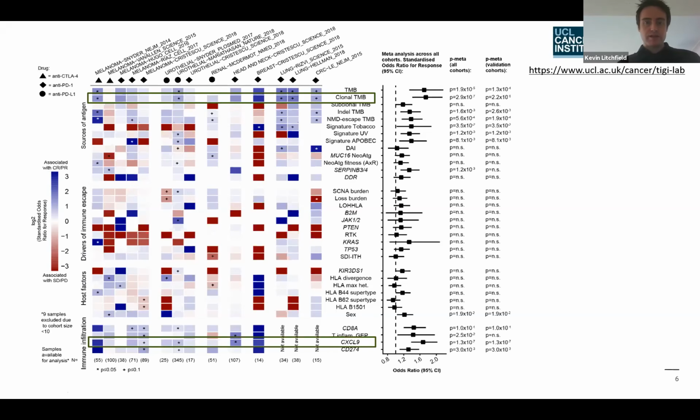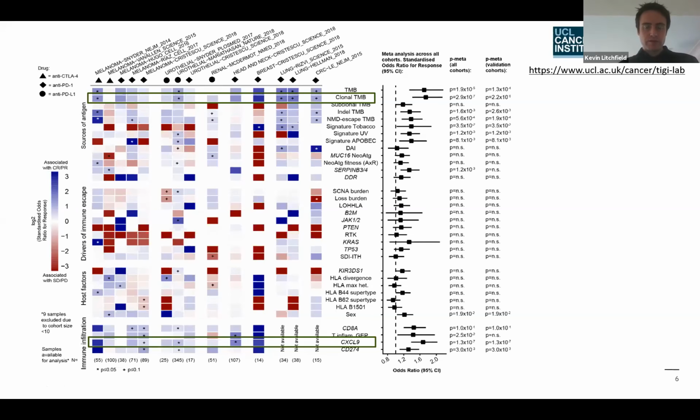And so what we can see, the biomarker with strongest effect size across all of the cohorts here was the number of clonal mutations in each tumor. The clonal TMB had strongest significance and strongest effect size, and that was closely followed by TMB. It was only a marginal difference, but the clonality of mutations was slightly more significant.